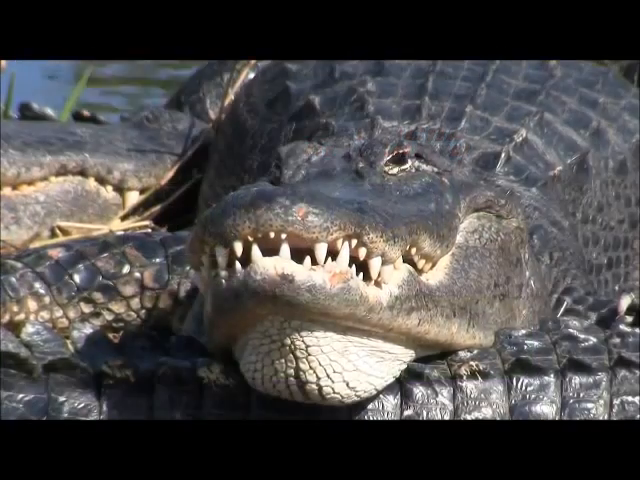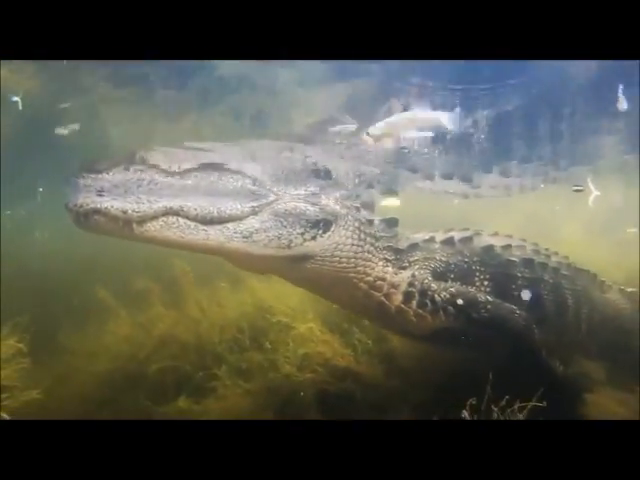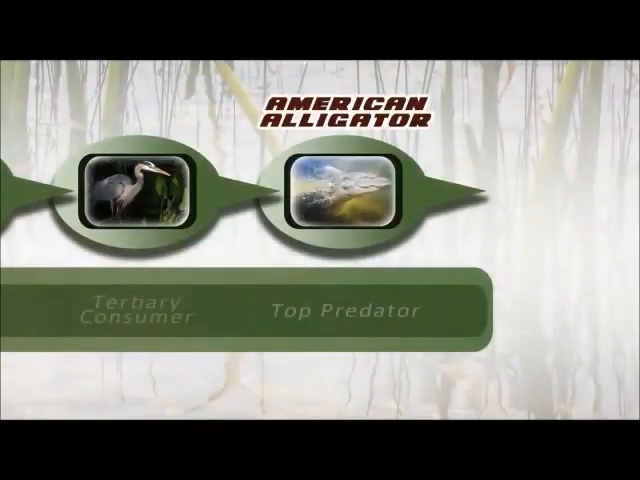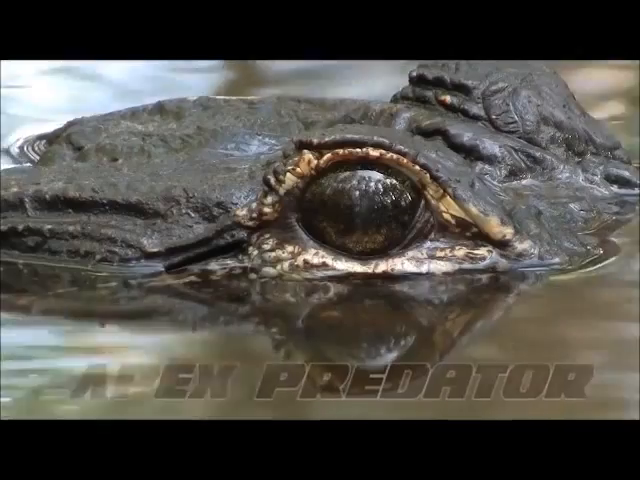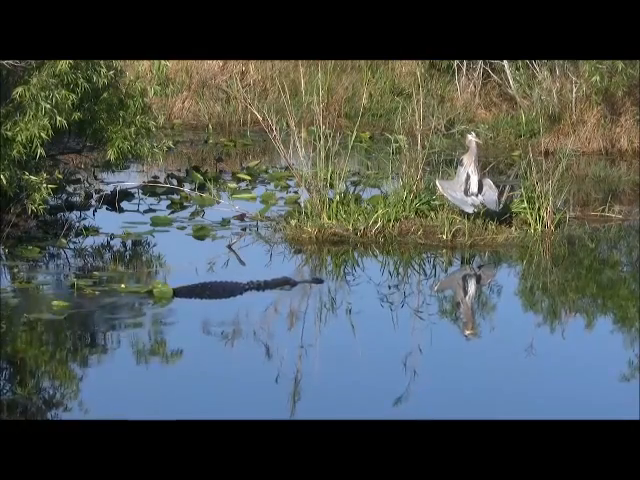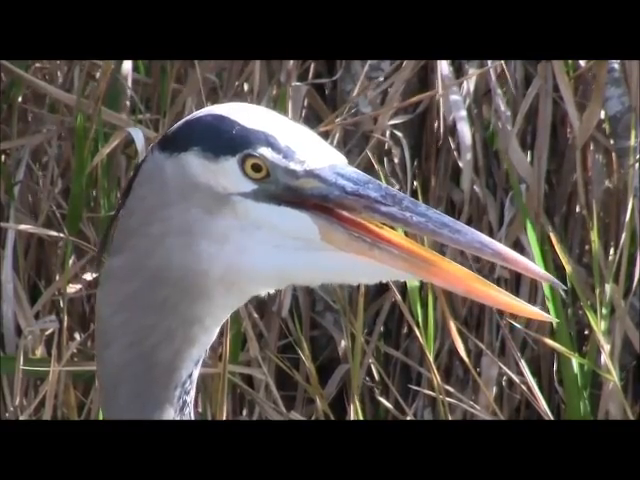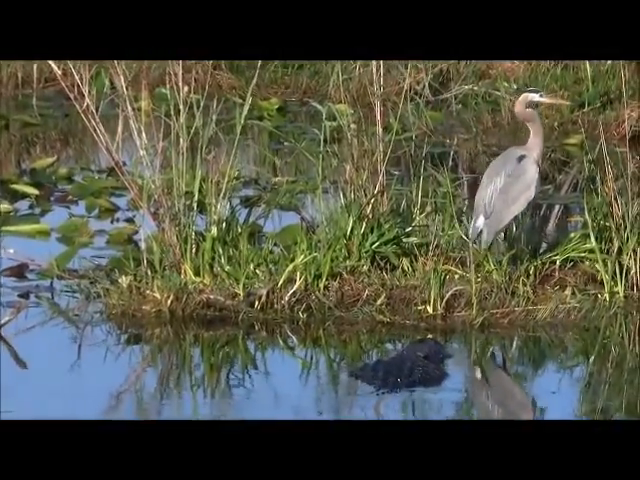The American alligator is a formidable beast. As a fully grown adult, he's way at the top of the food chain. He's what we call a top predator, also known as an apex predator. For the gator, an unobservant great blue heron would be gourmet dining. This guy is aware of the danger. Time to go sunbathe elsewhere.